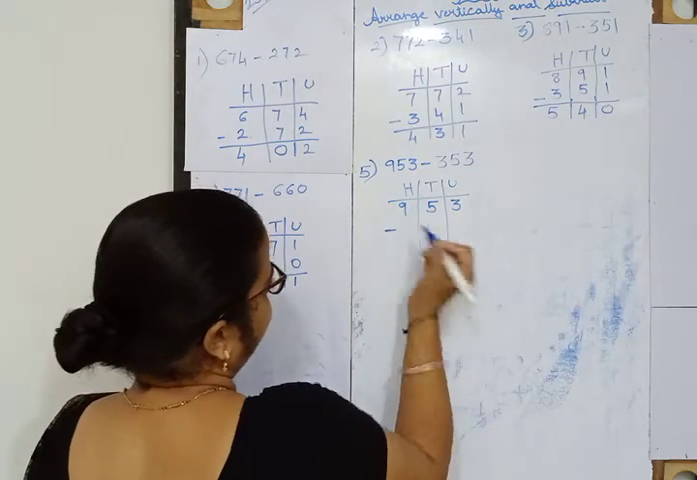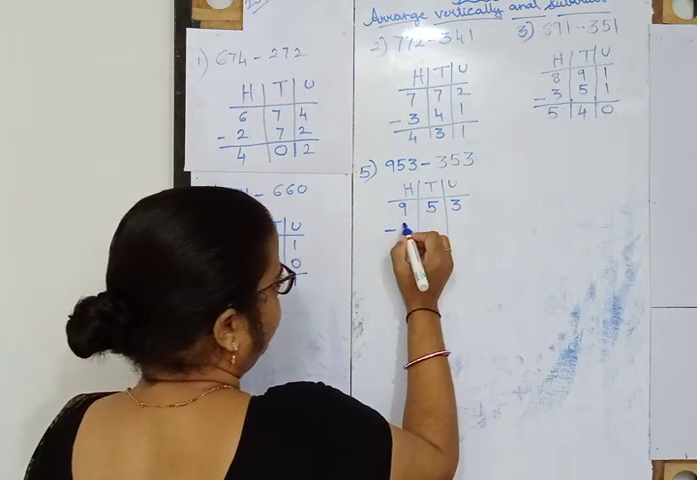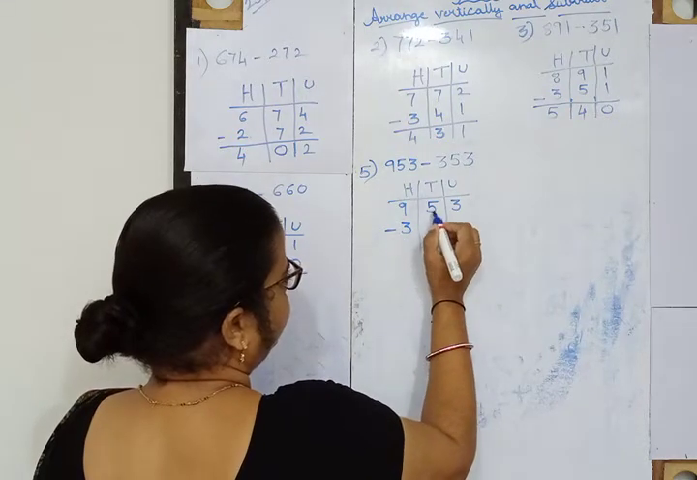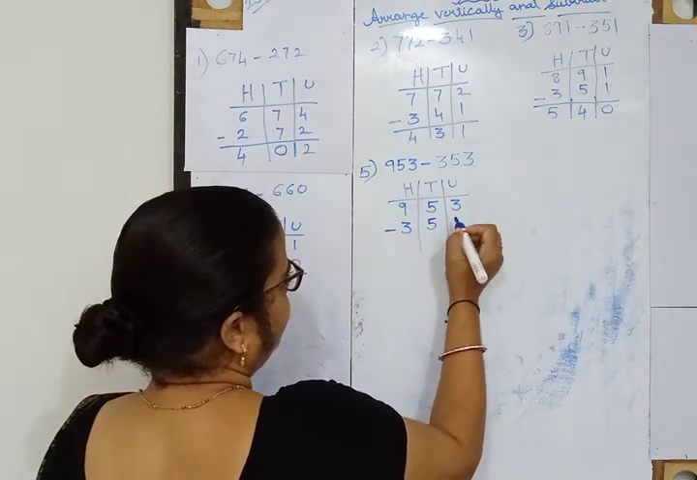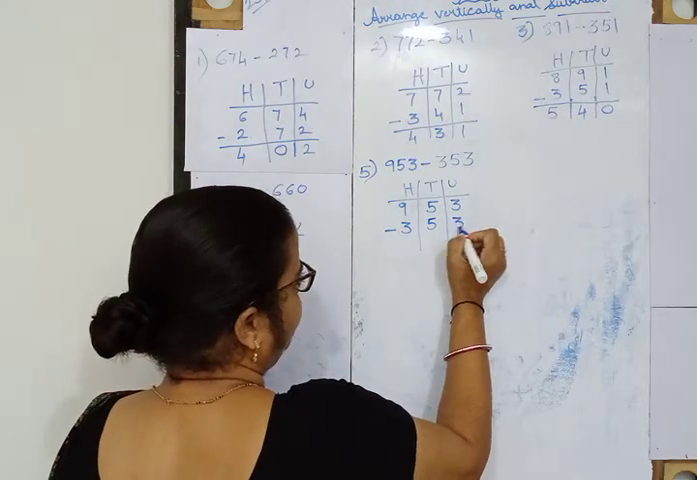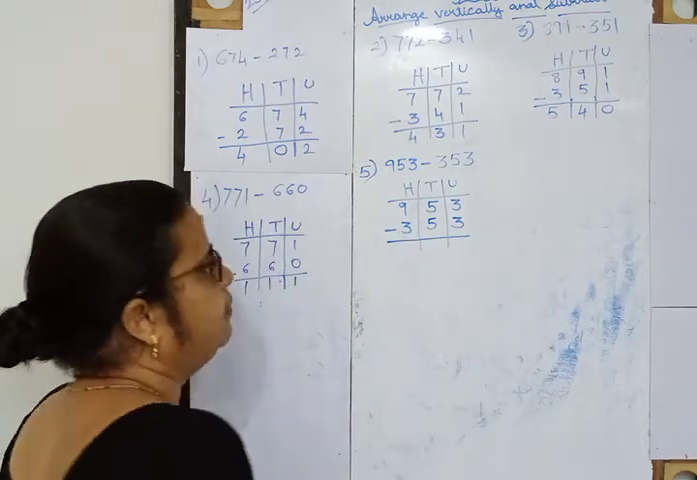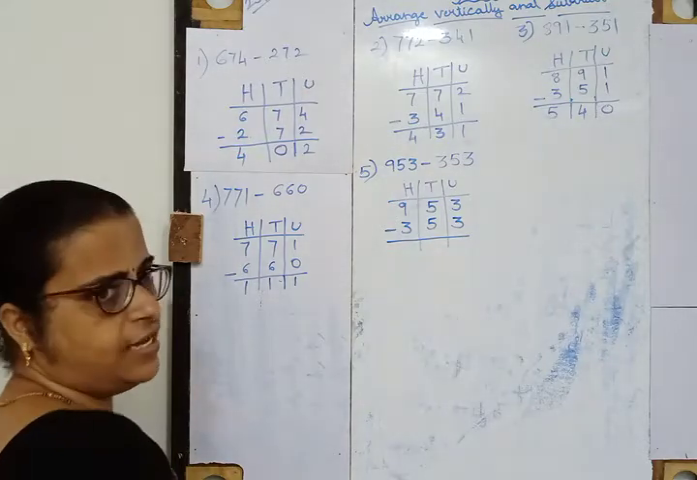So minus, again I am going to write in the hundreds column 3. In the tens column I am going to write 5. In the units column I am going to write 3. So let's see what answer we get.